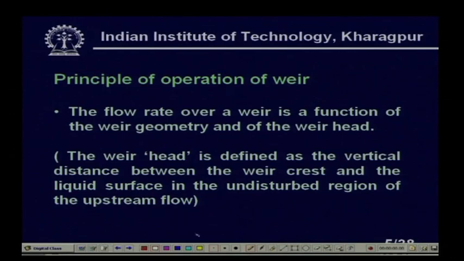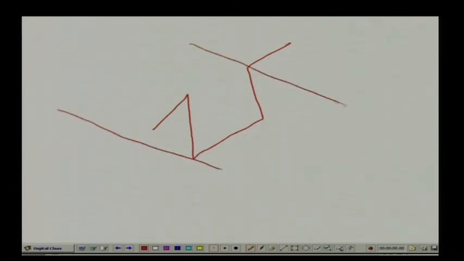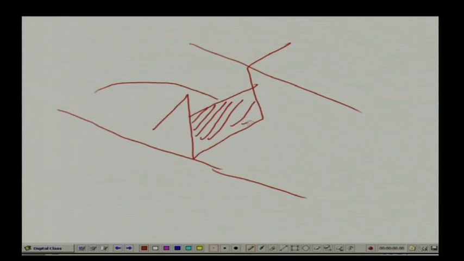If I take a blank page, you will see the weir is actually a restriction like this, we will give the figure. So, water is flowing through this side, there is a channel, right. Water is flowing from this side, right. So, if it is closed on this side, suppose, then liquid will flow over this one, right.